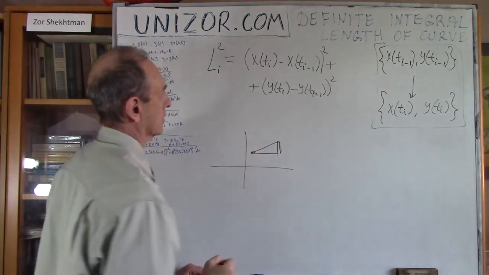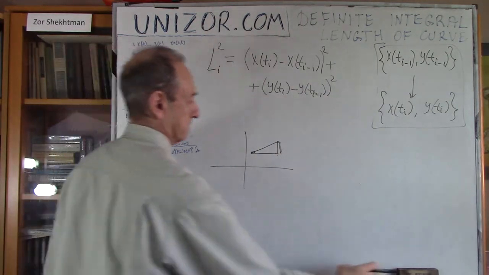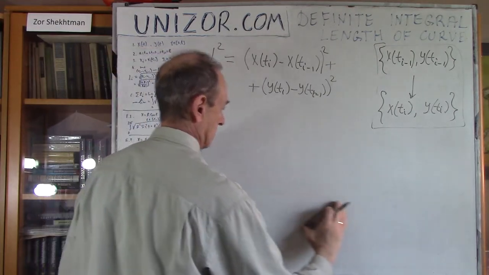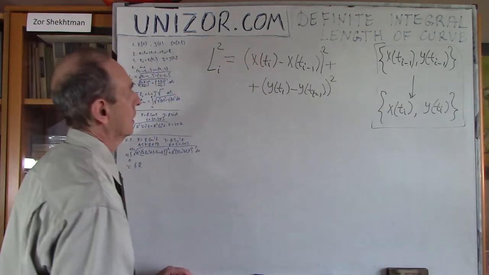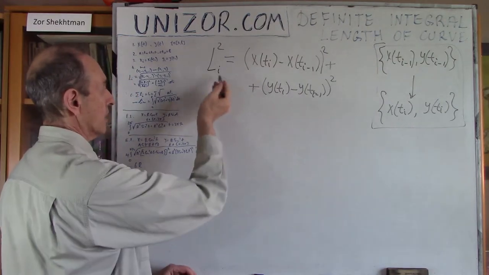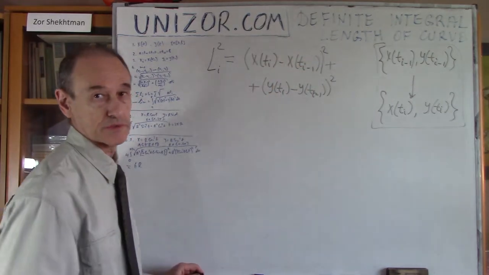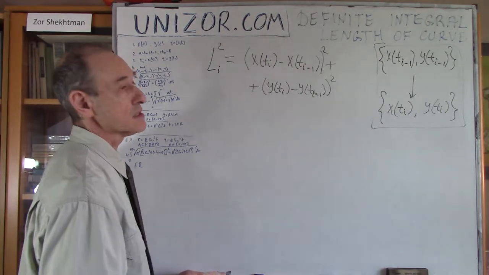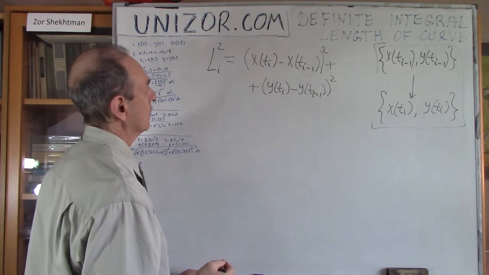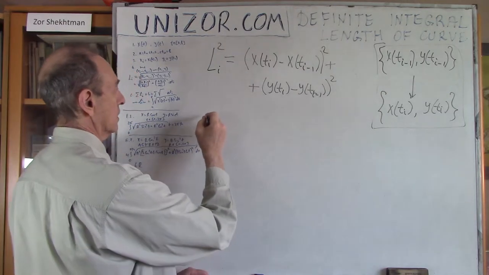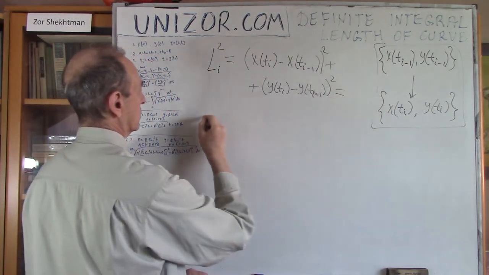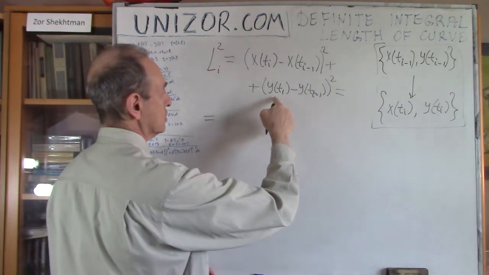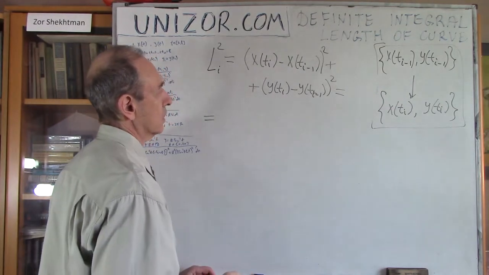Square. And Li by itself obviously is the square root of this, right? It would be easier for me if I do it slightly differently. Equals to. Let's divide and multiply by ti minus ti minus 1 square.